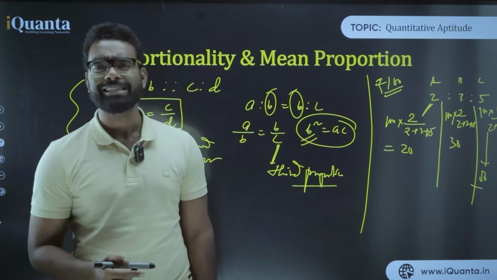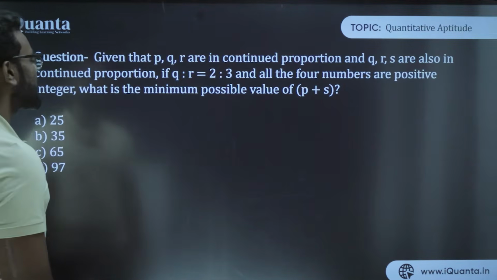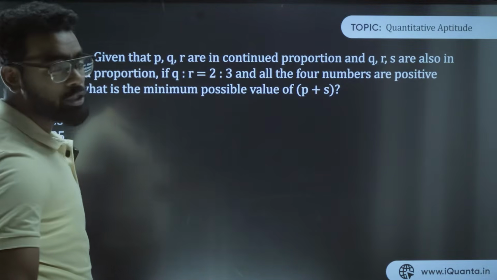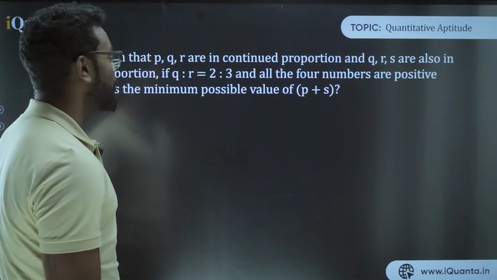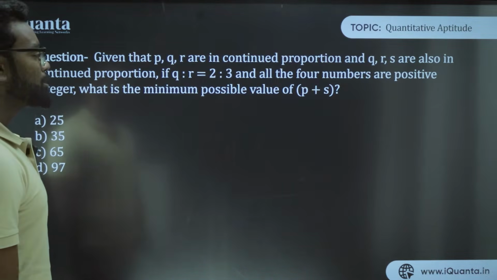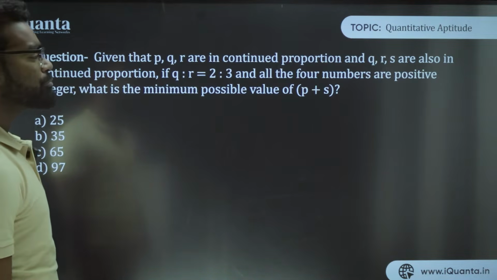So let's see the next thing. Let's discuss some questions based on proportion only. Now think about this question. Given that P, Q are in continued proportion, I have already told you what continued proportion is, and Q, R, S are also in continued proportion. If Q is to R is 2:3, and all four numbers are positive integers, what is the minimum possible value of P plus S?